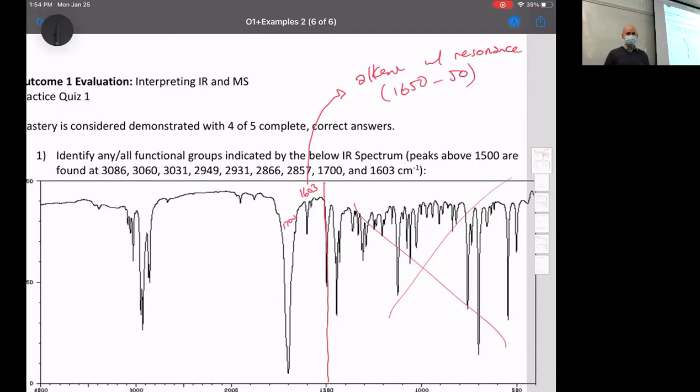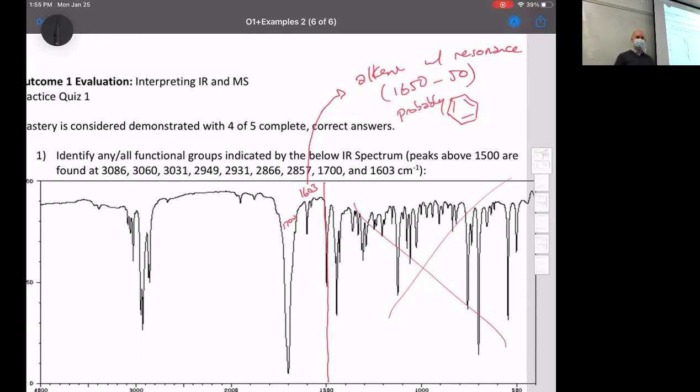Most likely, an alkene with resonance is a benzene ring, which looks like this. So probably benzene, but not necessarily. So that's an alkene with resonance. That would be one to know. It's one to remember.